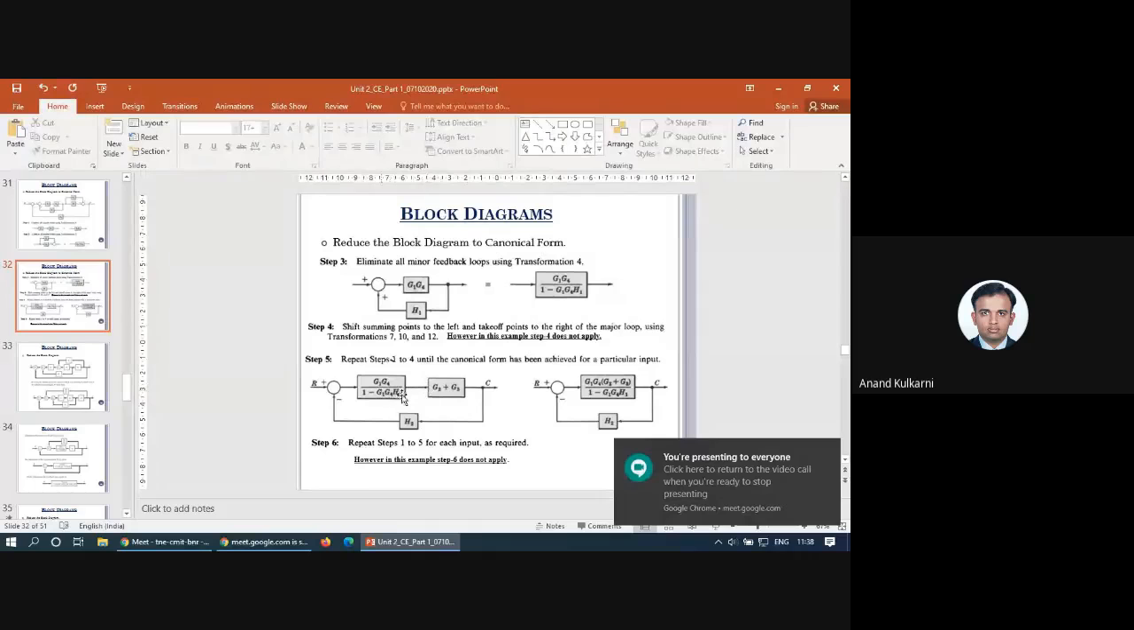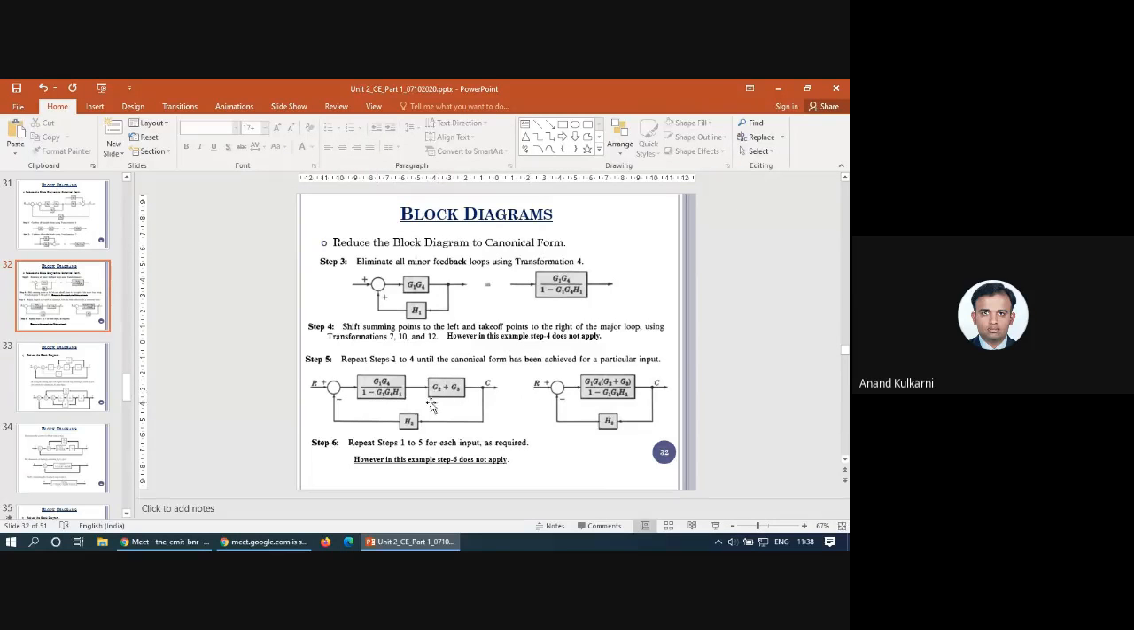This we have understood, no? Because these two are in series, we have to multiply. That is multiplied here. So the final answer C by R is equal to this entire part divided by this entire part, that is, this entire part divided by one opposite sign of this, that is 1 plus this into this. Is it clear?